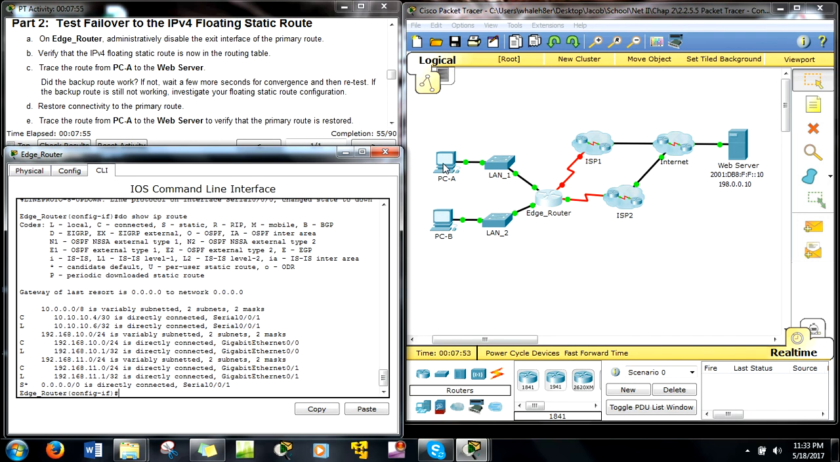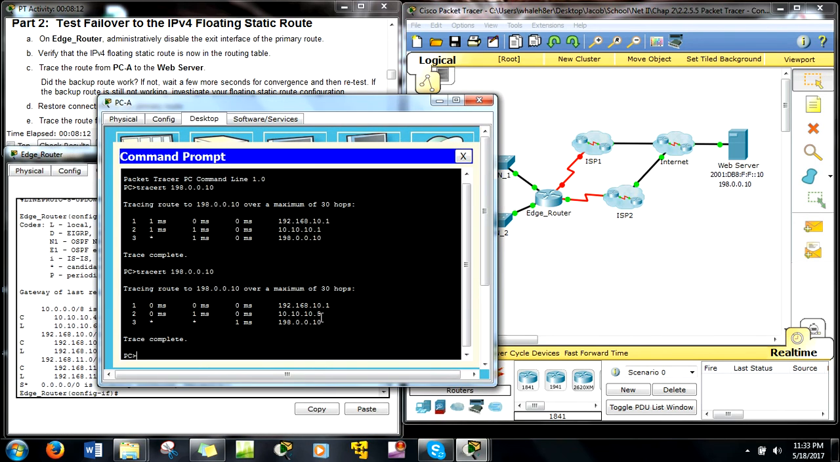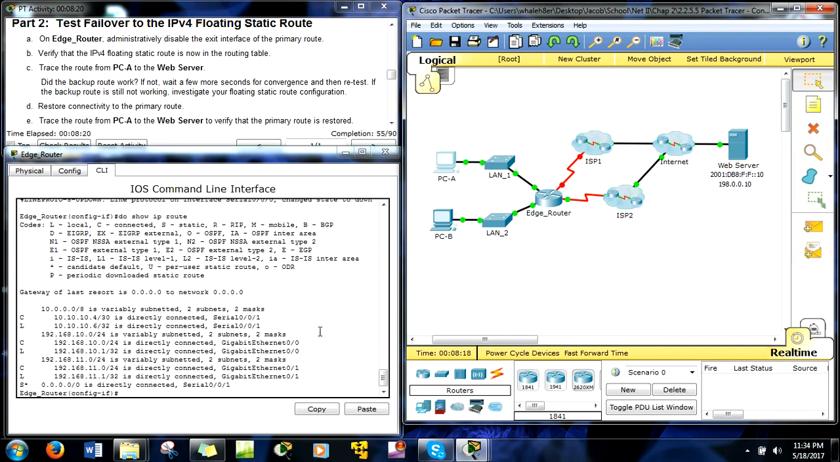Okay, we're going to do a trace route. Let's try it again. We got it. Success. Had to wait a little bit. Probably sending out some ARP requests or something. Okay. Did the backup route work? Yes, it did. So we're going to turn this thing back on with the no shutdown command.